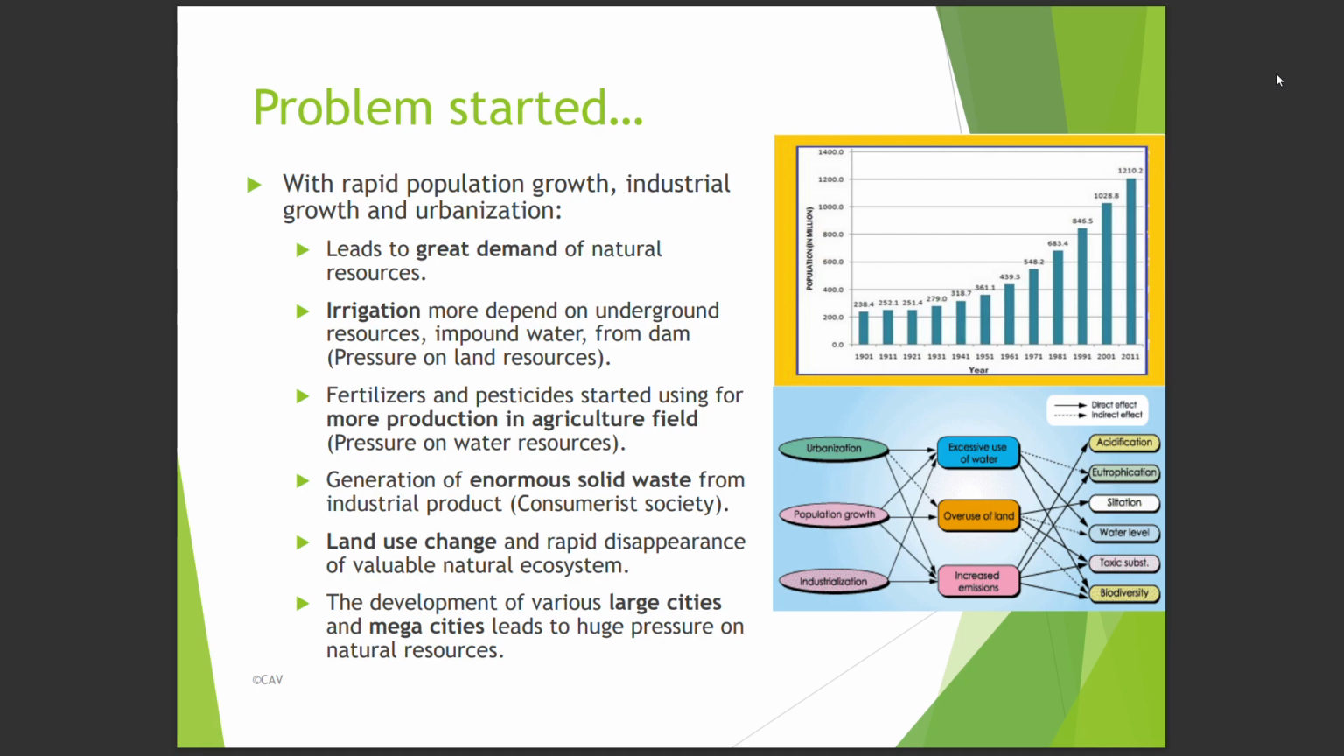Fertilizers and pesticides started being used for more production in agricultural fields. So pressure on water resources. Then generation of enormous solid waste from industrial products, consumerist society, right? Land use change and the rapid disappearance of valuable natural ecosystems. The development of various large cities and metro cities, or mega cities, leads to huge pressure on natural resources.